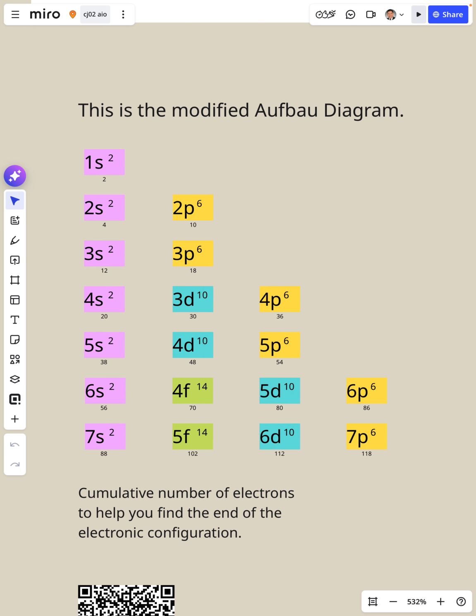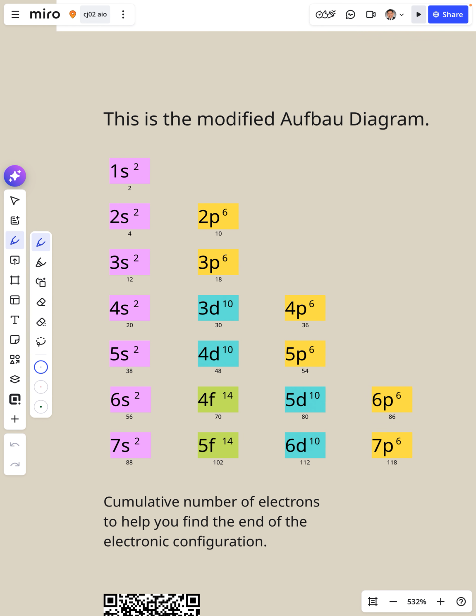This is the modified Aufbau diagram. It is similar to the Aufbau diagram that we usually use to make electronic configurations of atoms or ions, but I modified it to make it easier for you, in such a way that you don't have to read the subshells diagonally. Instead, you can just read from left to right, just like the way you read normally.